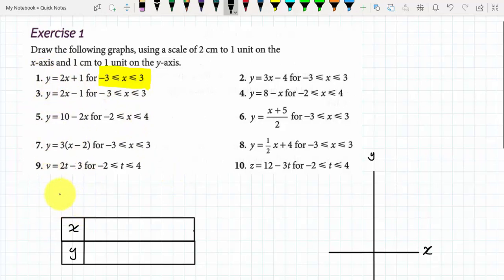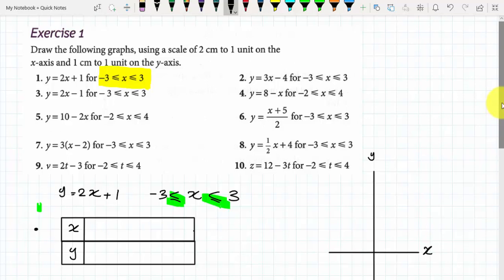Question 1, the first equation is y equals 2x plus 1, and the interval is between -3 all the way to 3. As you see, they are equal on both sides, so it means when we substitute -3 in place of x, the point is in the graph, so we should have a closed point to represent the y when we put -3 in place of x. And we don't want to put less than -3 or more than 3, because the question wants the graph between -3 to 3.